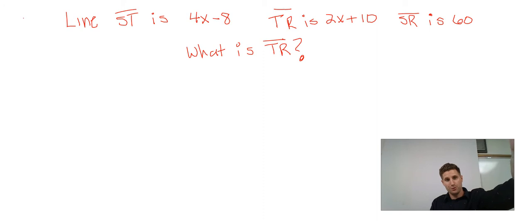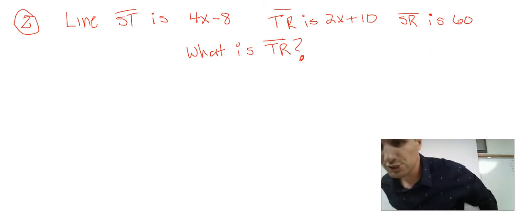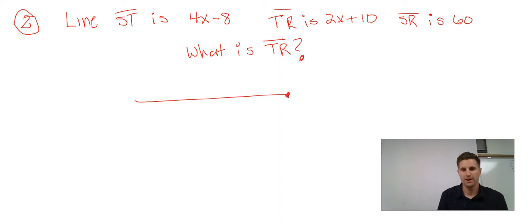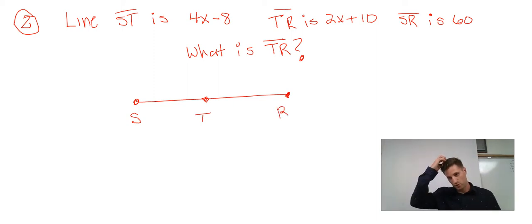Okay, number 2. Line ST is 4x minus 8. TR is 2x plus 10. SR is 60. Okay, we have to draw a line here. Now we have ST, TR, and then we have SR. So we have all sorts of goodies. ST, TR, and then SR is the whole piece. So always draw a picture to start us out and plug in what we know.